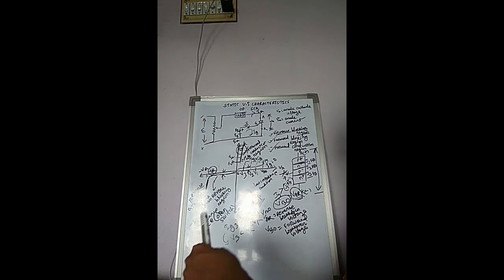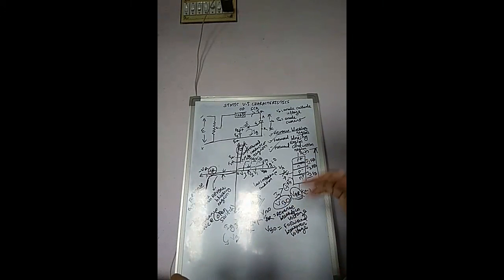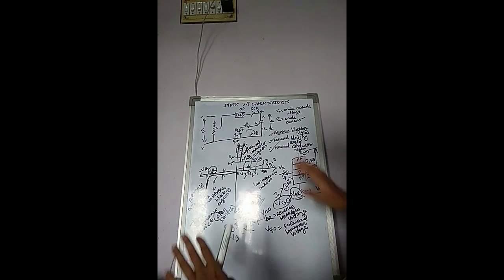Okay, understood? Then how is the SCR turned off? The SCR is returned to its original forward blocking state. Forward blocking region means off state. So the SCR will return to its off state if the anode current falls below a low level that is known as holding current, IH. So SCR will turn off when the anode current falls below a low level current that is known as holding current. Got it? Understood this part?